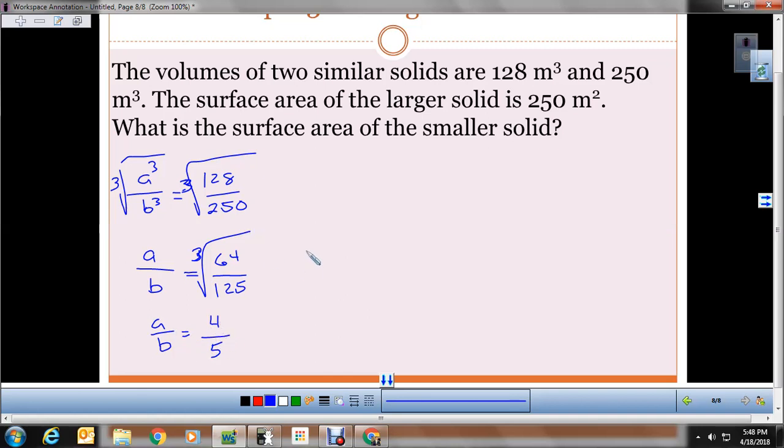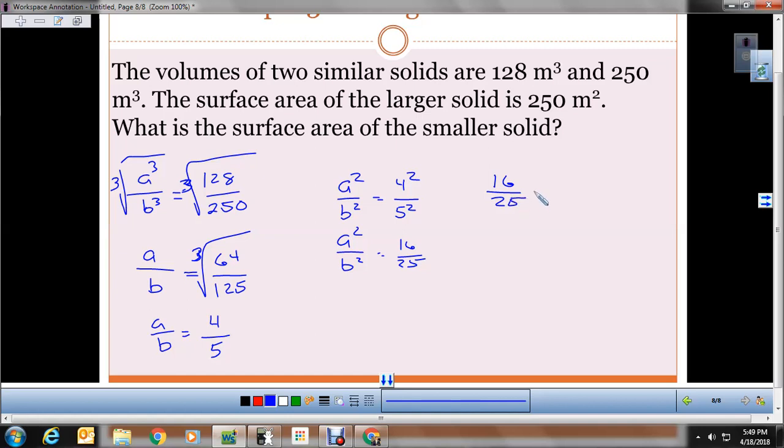So now we're going to use this scale factor to help us find the smaller area. Since we're doing area, we need to use a squared over b squared, which gives me 4 squared over 5 squared. So our a squared over b squared is equal to 16 over 25. We're going to use this number in our proportion to find a missing area.